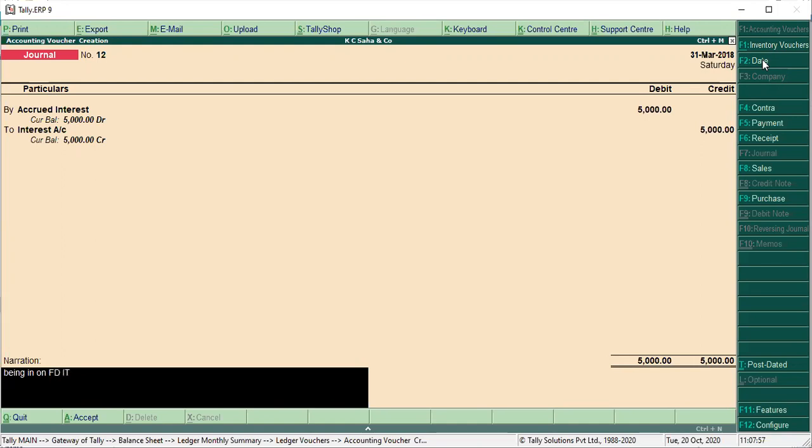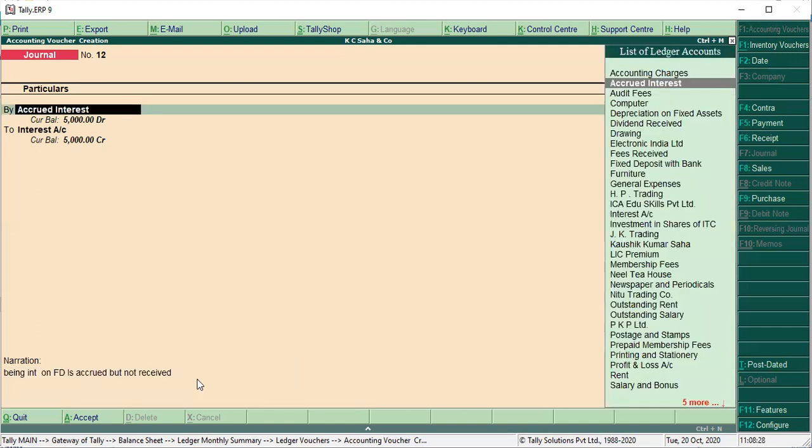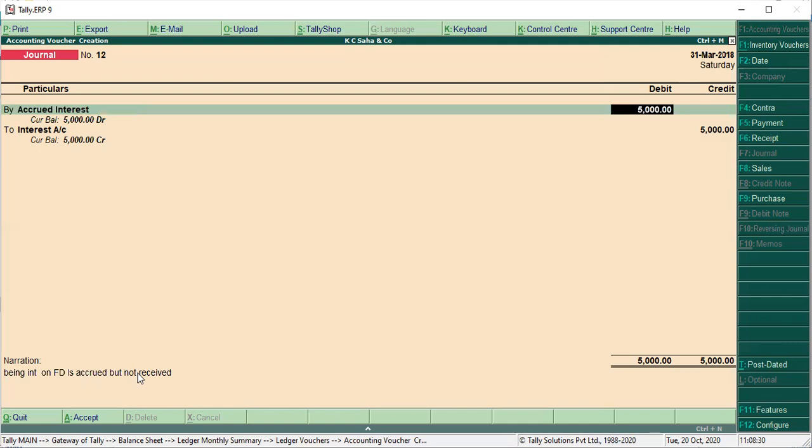It is accrued but not received. Just as there you wrote due and not paid, similarly here you have to write it. You have to write down here, that is interest on FD, it's accrued but not received.